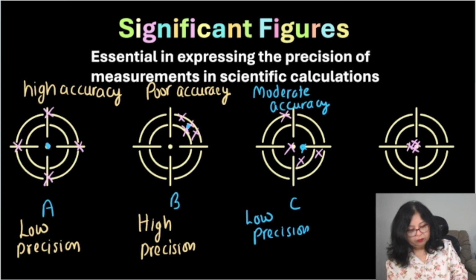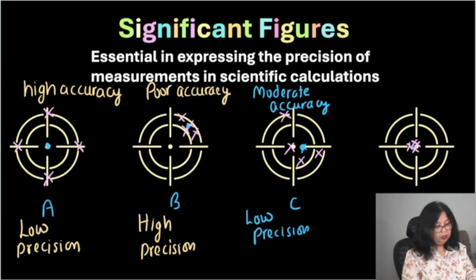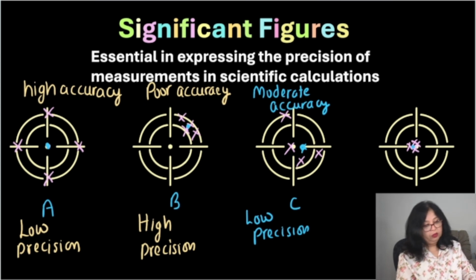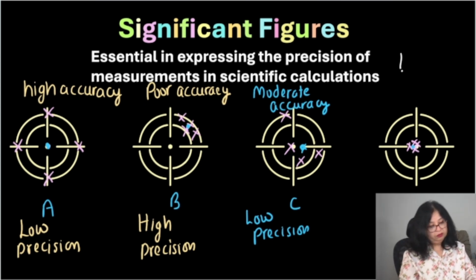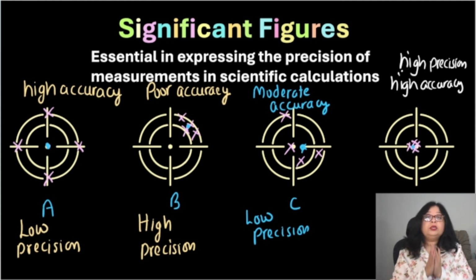Last, but not the least, player D. Now his average is going to be pretty close to the actual target. Do you agree with me? I think the average will be somewhere over here. So this guy, D, he has high precision. Why? Because the values are very close to each other, and also high accuracy. That's because his average for the 4 darts is very close to the target. So I hope that this illustrates the difference between accuracy and precision.